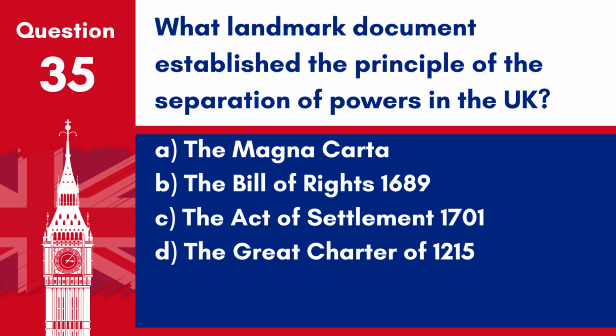Answer: B. The Bill of Rights 1689. The Bill of Rights 1689 laid down limits on the powers of the Crown and set out the rights of Parliament, including the principle of separation of powers within the UK government.